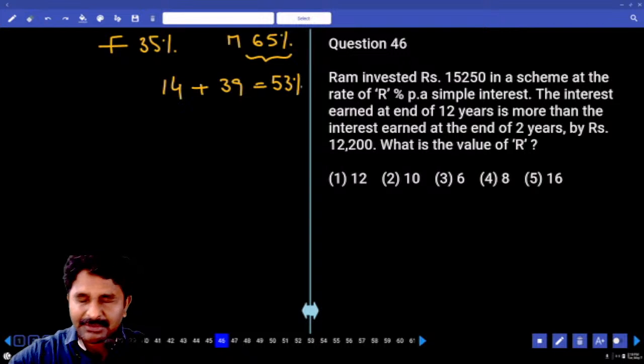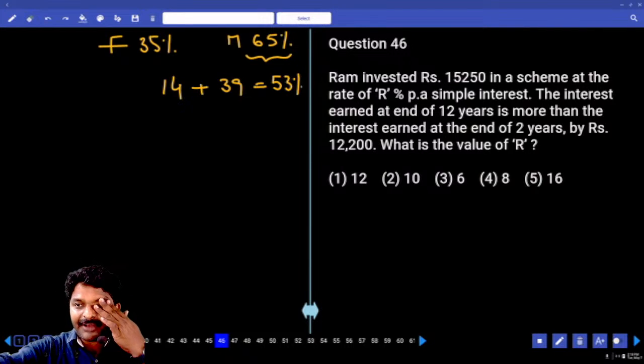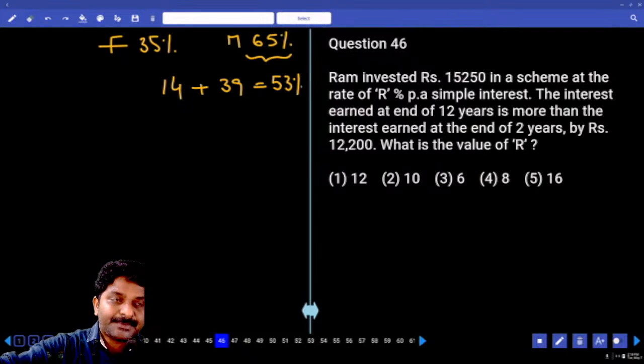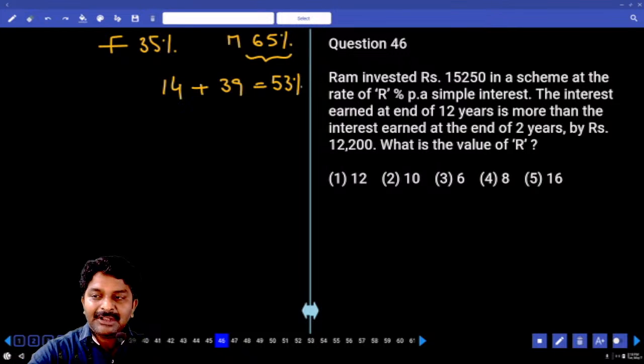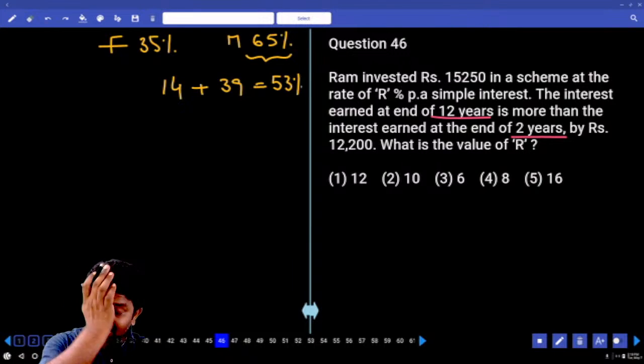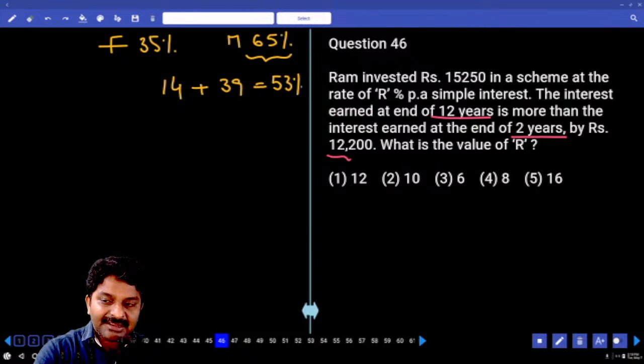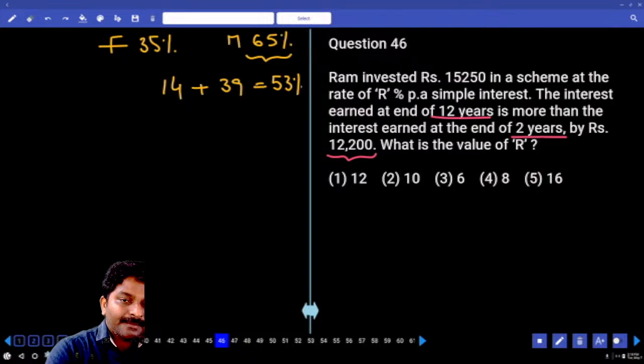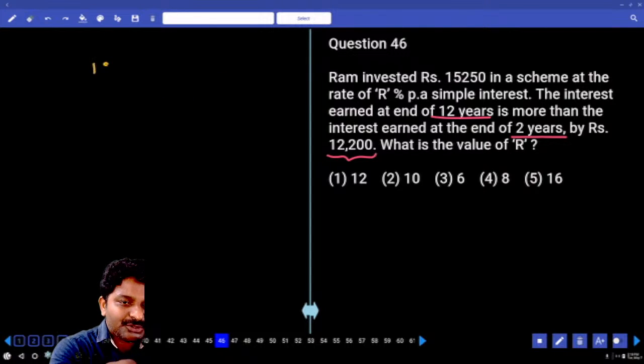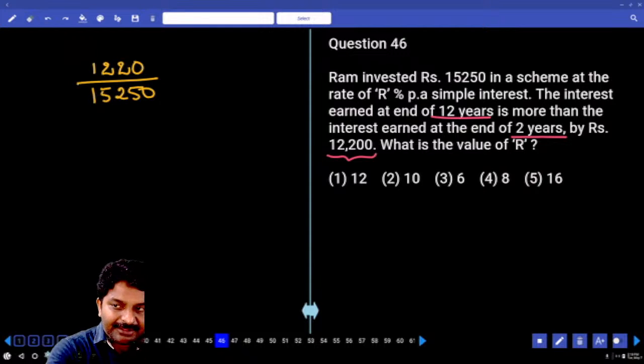Ram invested 15,250 in a scheme at the rate of R% per annum simple interest. The interest earned at the end of 12 years is more than the interest earned at the end of 2 years by 12,200. 12 years interest minus 2 years interest, the difference is this, so 10 years interest is this much only. Then per year, as it is simple interest, we can conclude it as 1220. This is calculated on 15,250 and rate of interest R into 100.